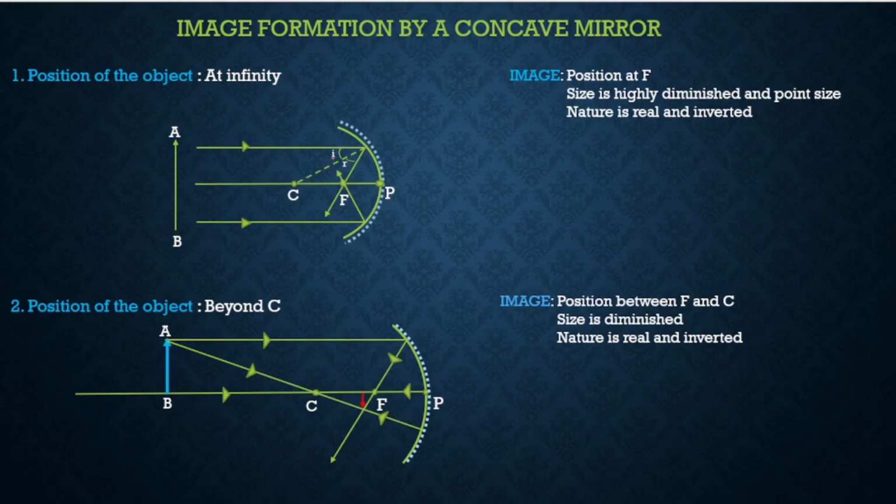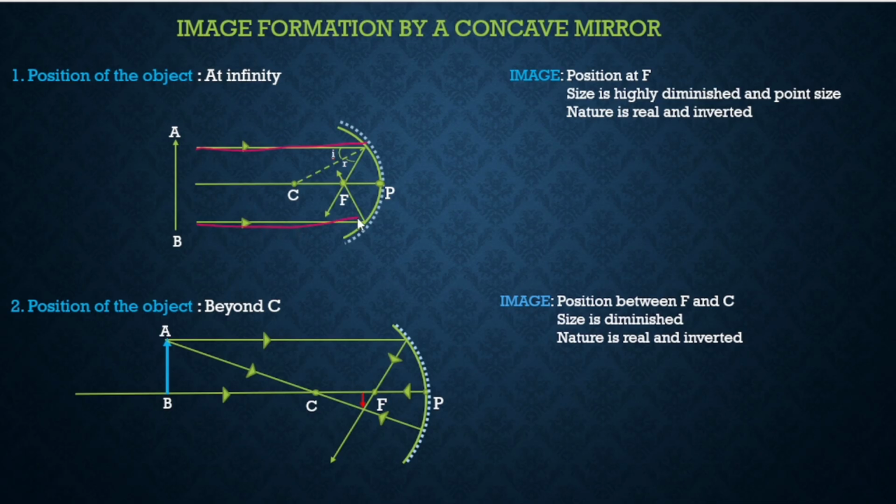Number 1. If the object is placed at infinity, meaning very far away, what will happen? If the object is placed at infinity, then the light rays will come parallel. Remember this: if the object is placed very far, the light rays come parallel.